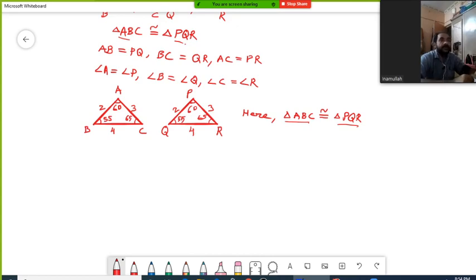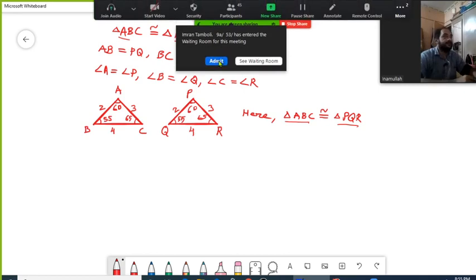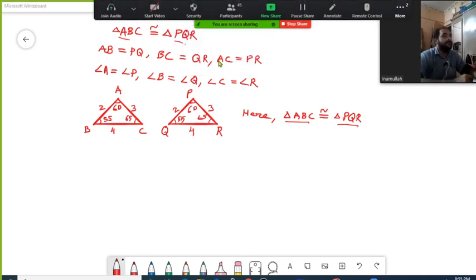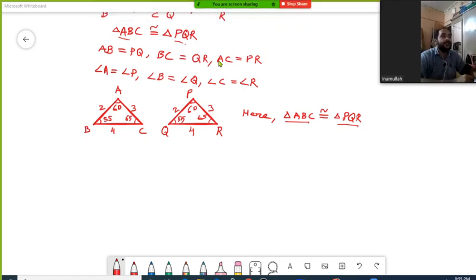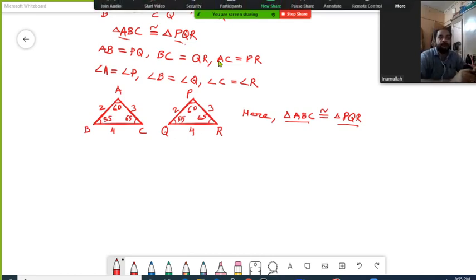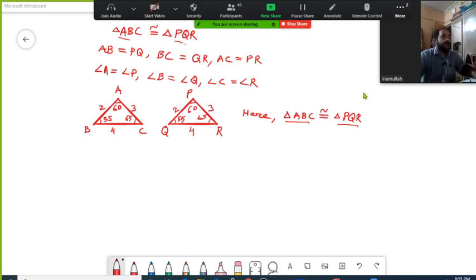As well, both the triangles will have congruent angles and equal angles also. So if angle A is of 60 degree, angle P will be of 60, since they are corresponding angles. Angle B is 55, so angle Q will be 55 because they are corresponding angles. Same way, angle C and angle R will be of same measure. Hope it is clear to everybody.